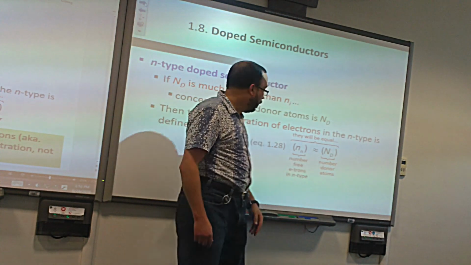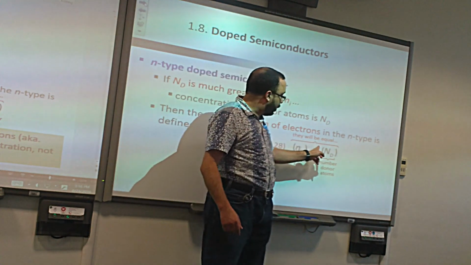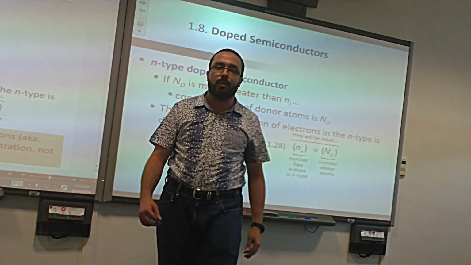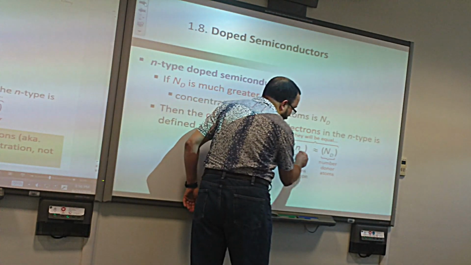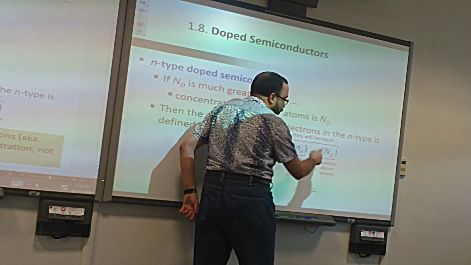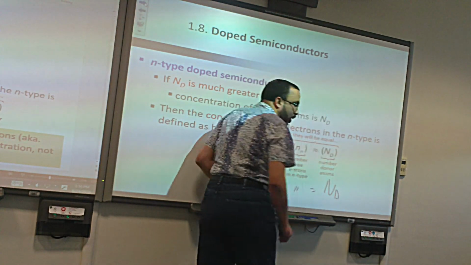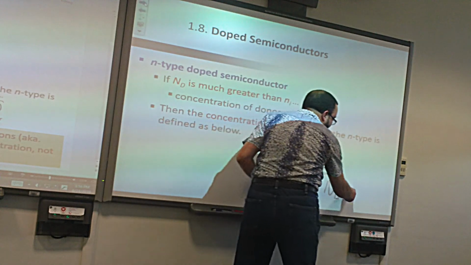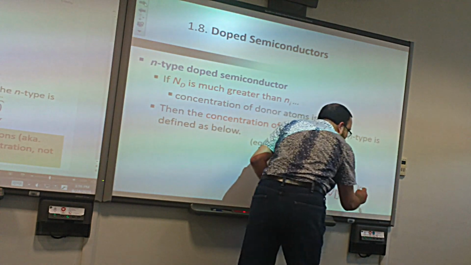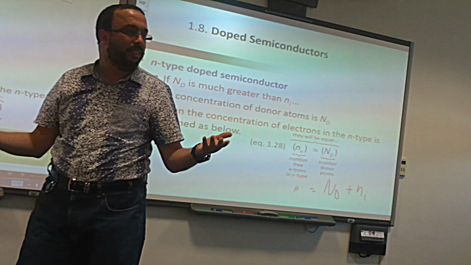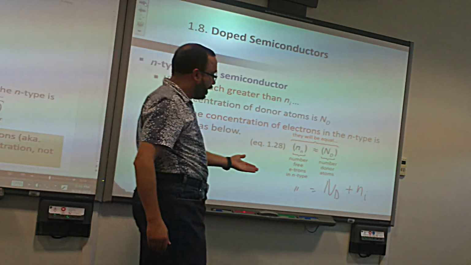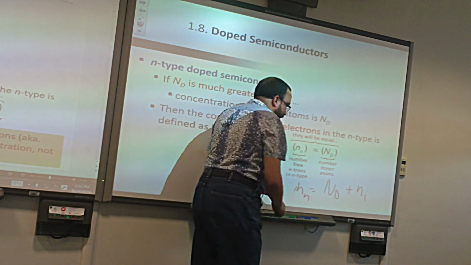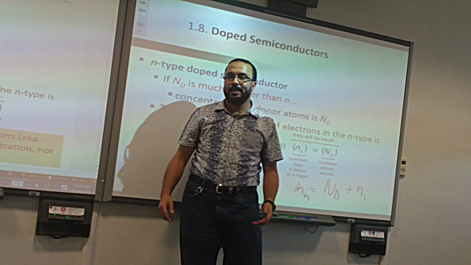Okay? Now why did we make it almost equal? Why not equal? Because to be equal, I have to write the same thing here, equal to the donors, plus what? Plus Ni. Because some bonds get broken, yes or no? Some bonds get broken, yes? Thermal generation, yes or no? Yes. So this is the exact: Nn is equal to Nd plus Ni.